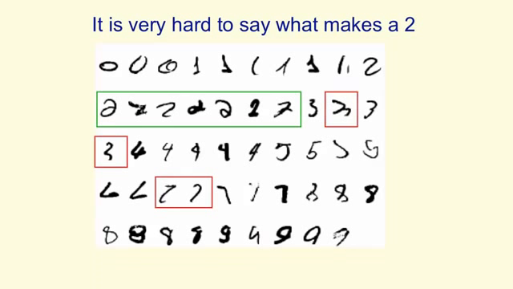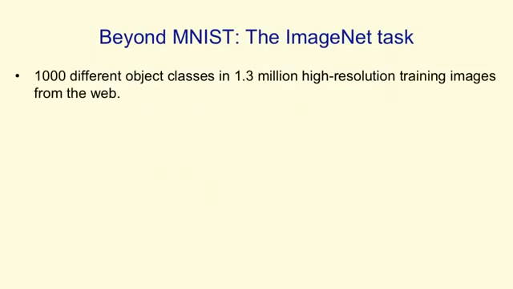So that's one thing that makes recognizing handwritten digits a good task for machine learning. Now, I don't want you to think that's the only thing we can do. It's a relatively simple thing for a machine learning system to do now. And to motivate the rest of the course, I want to show you some examples of much more difficult things. So we now have neural nets with approaching 100 million parameters in them that can recognize 1,000 different object classes in 1.3 million high-resolution training images got from the web.